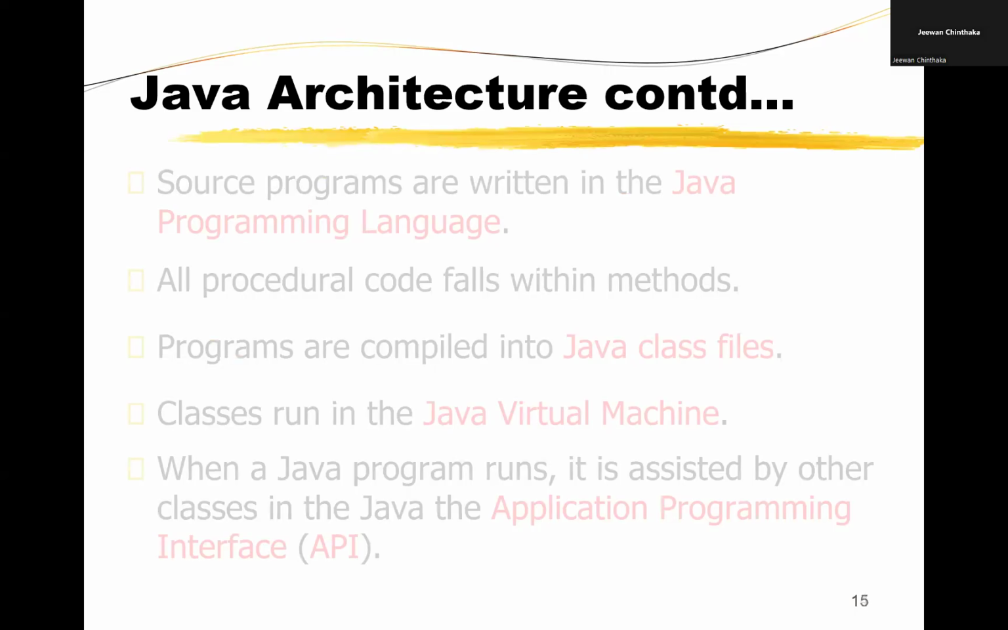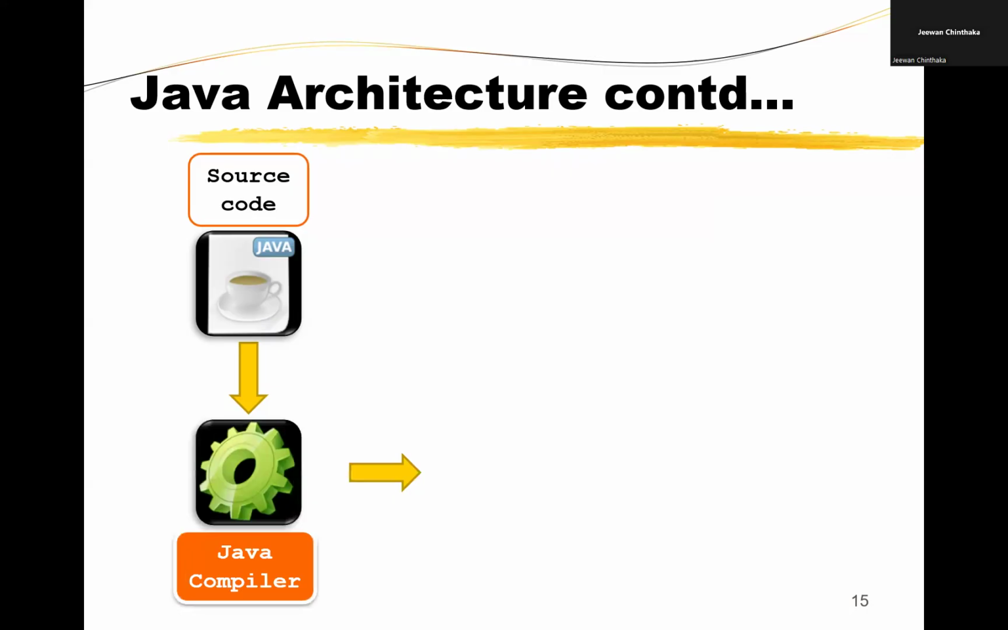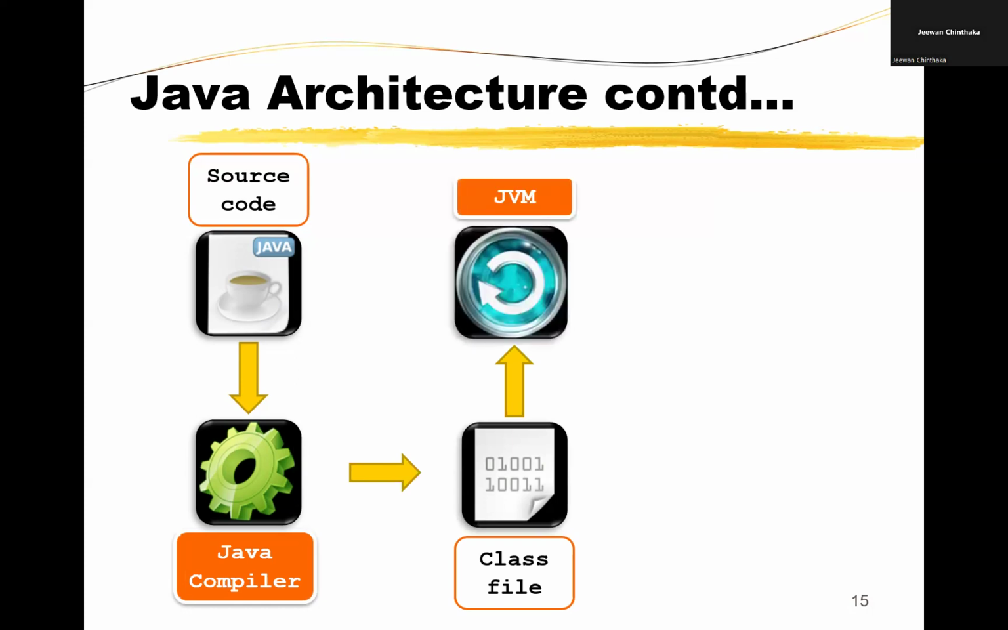First, we write the code as source code. Then we compile using the Java compiler. Then we get the bytecode or the class file. Then we feed the class file into the Java virtual machine. Now, what is a virtual machine? Can anyone quickly tell me what a virtual machine is?